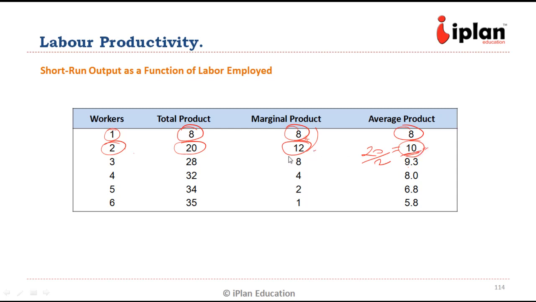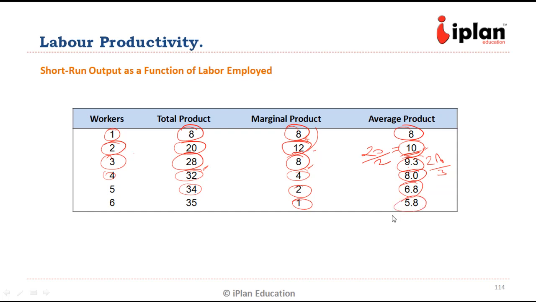In this case, marginal is 12. Then we have hired one more worker. Now the total product has gone up to 28, but the marginal product has come down to 8. So the third extra worker has been able to produce only 8 units. Average will also come down because of that. Now the new average is 28 divided by 3, which is 9.3. And if we are hiring a fourth labor, the total product is rising, but the marginal product is falling. So every extra labor is not able to produce as much as the earlier. So marginal product is coming down and the average product will also come down.